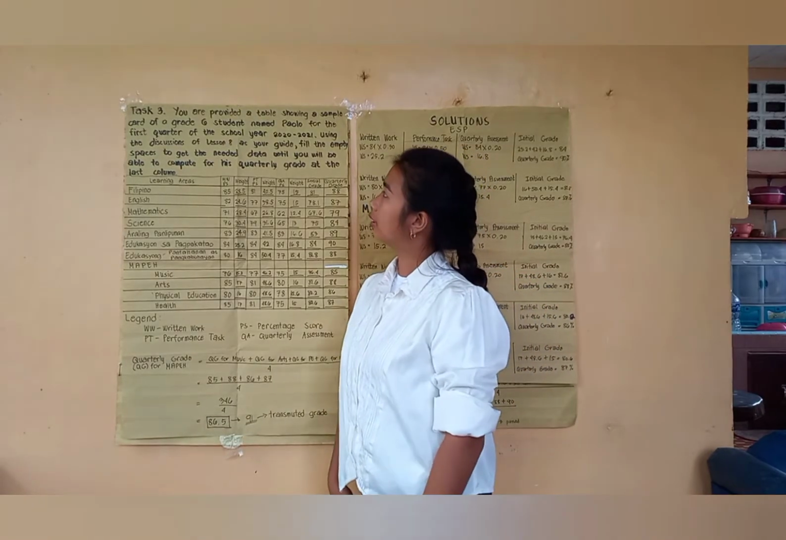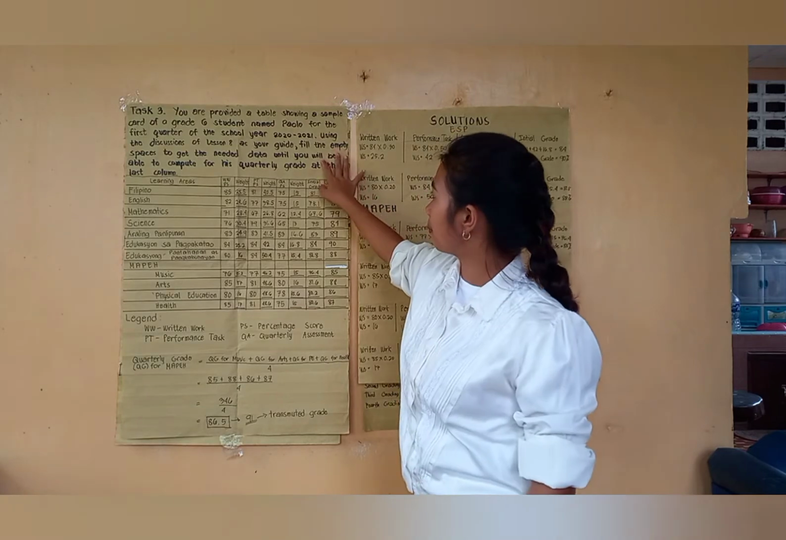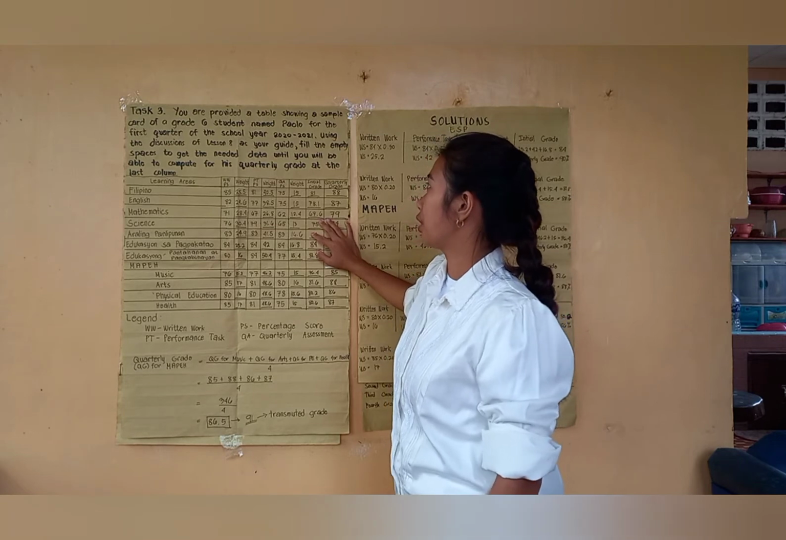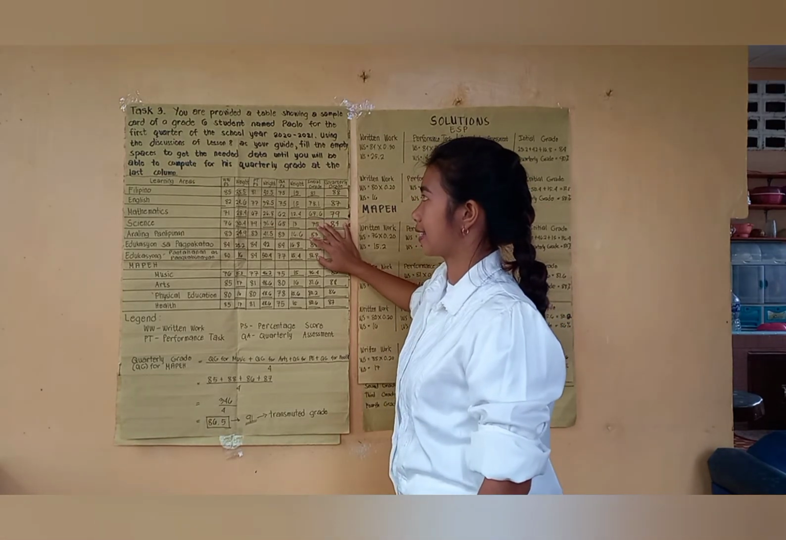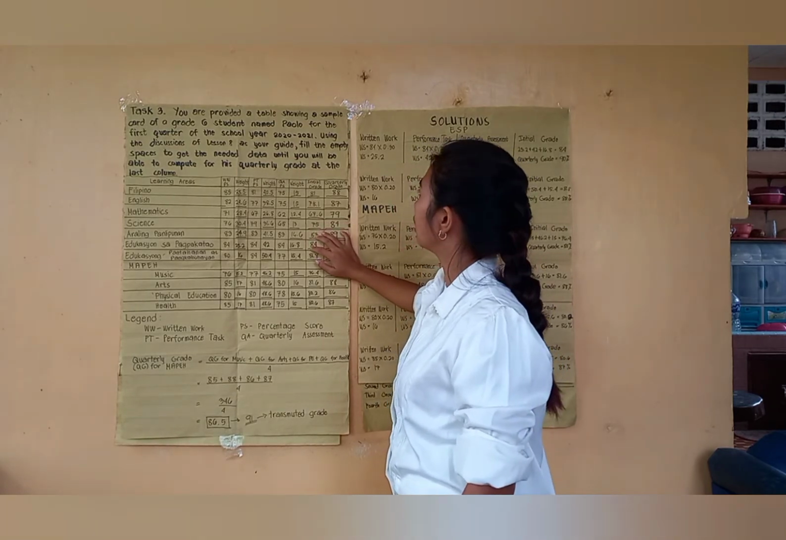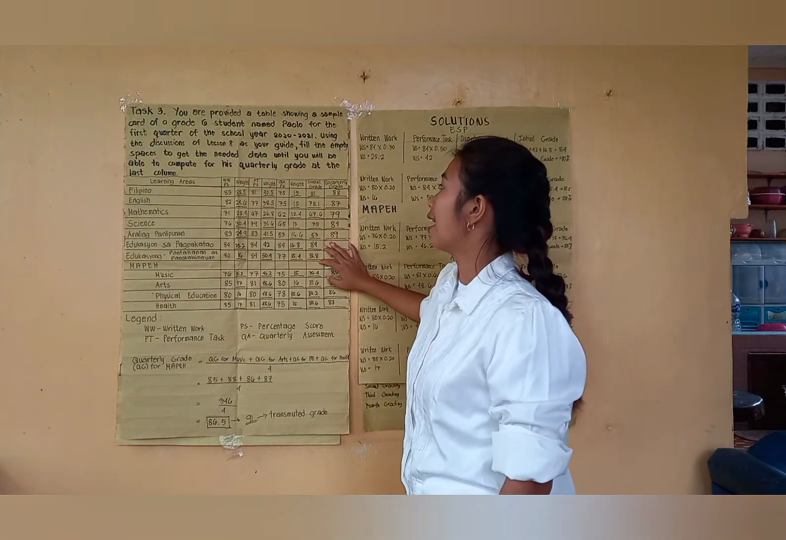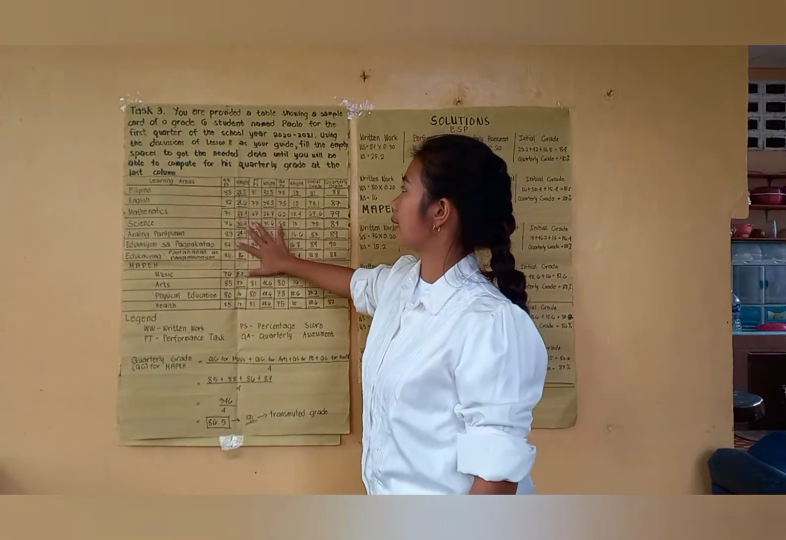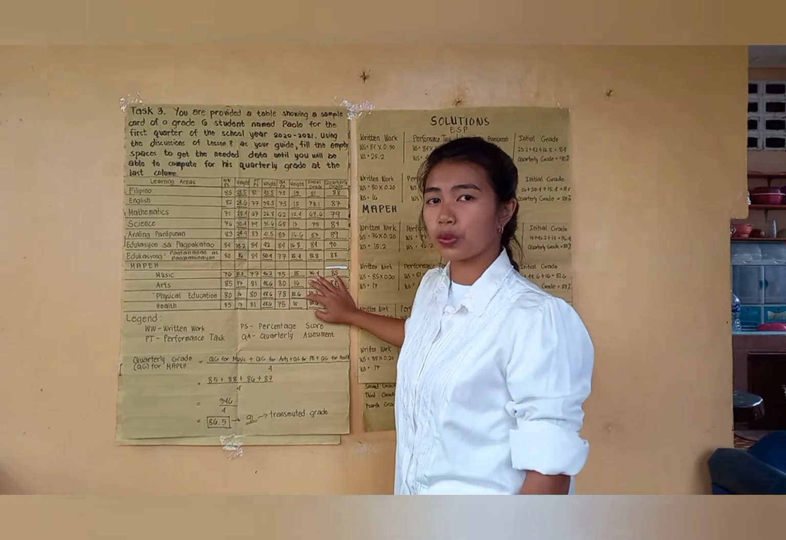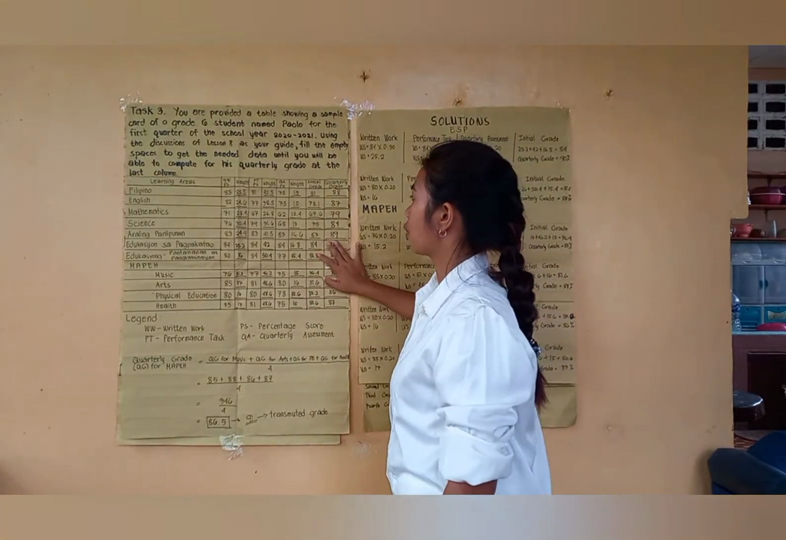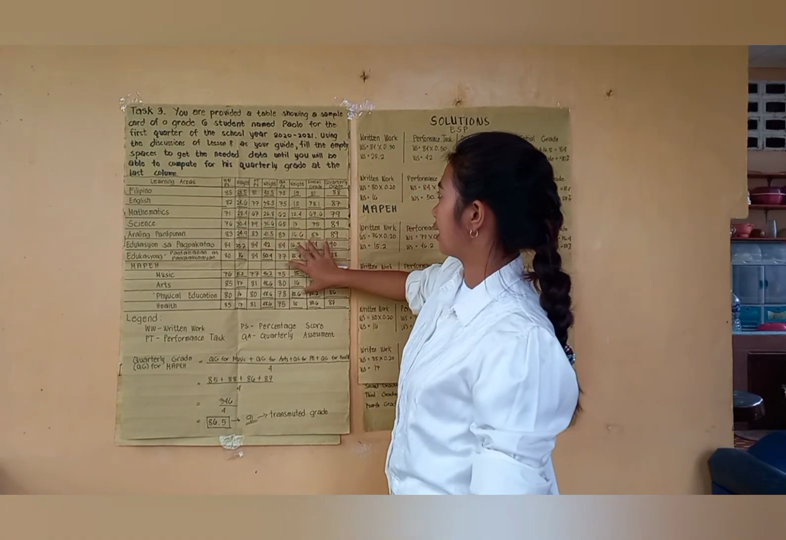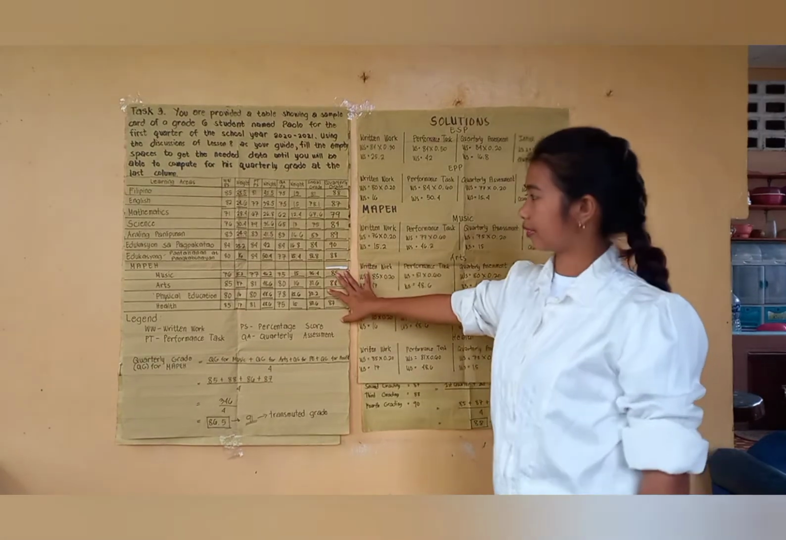Task 3. You are provided a table showing a sample part of the grade 6 student named Paulo for the first quarter of the school year 2020-2021. Using the discussions of Lesson 8 as your guide, fill the empty spaces to get the needed data until you will be able to compute for a quarterly grade at the last column. So, first the sample card of a grade 6 student named Paulo in his first quarter, school year 2020-2021. You must fill the empty spaces in here and compute for his quarterly grade at the last column.